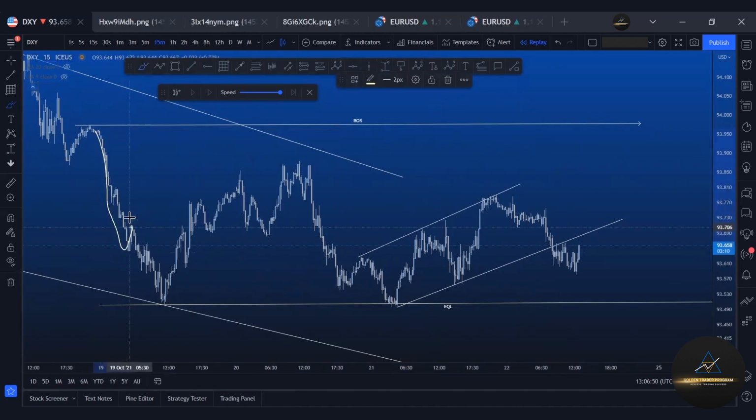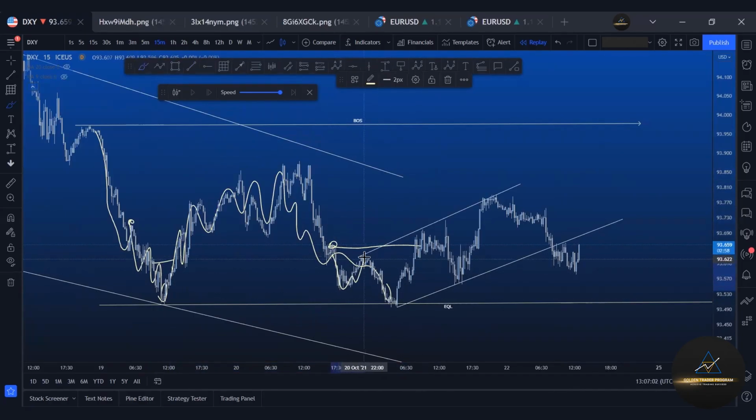This is a pullback, relevant structure, pullback, pullback, break of structure. And we just keep following it around, break of structure, as you can see. This is the most relevant structure here at the time. So we're using this. This is just a range. Ignore this. Finally, a break of structure.